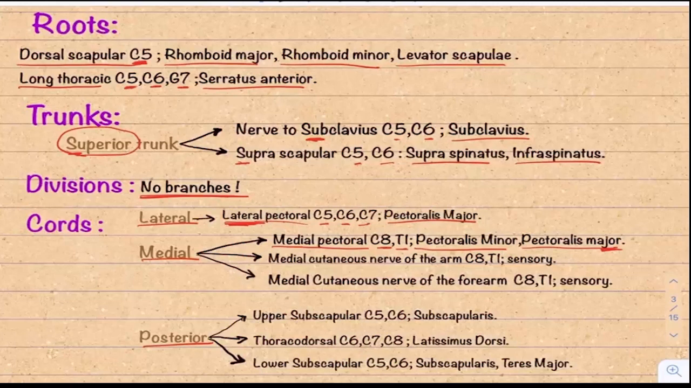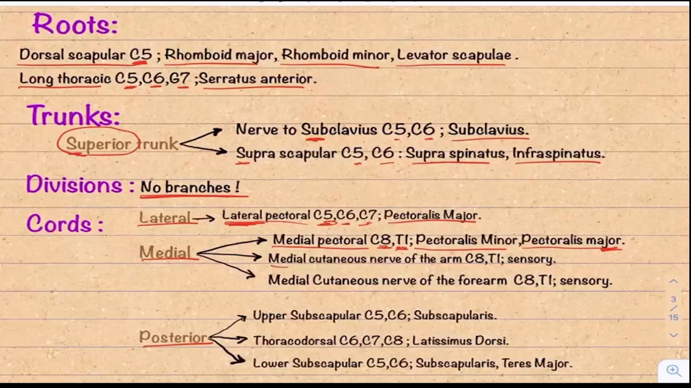So the pectoralis major takes contributions from the medial pectoral nerve and the lateral pectoral nerve. And it's easy to memorize because if you add these two nerves together, you're going to have the entire brachial plexus from C5 all the way to T1. So the lateral pectoral takes C5, 6, and 7, and medial pectoral takes C8 and T1. And as I said, both nerves supply pectoralis major.